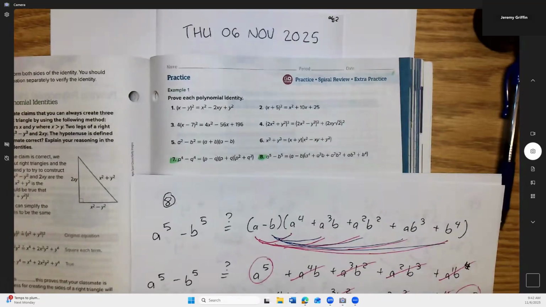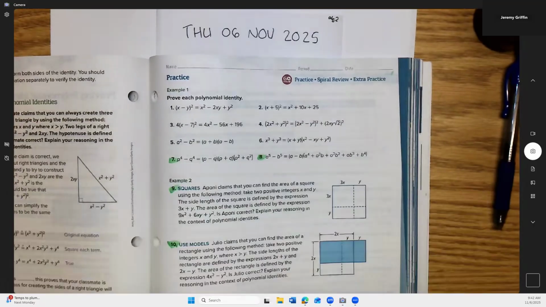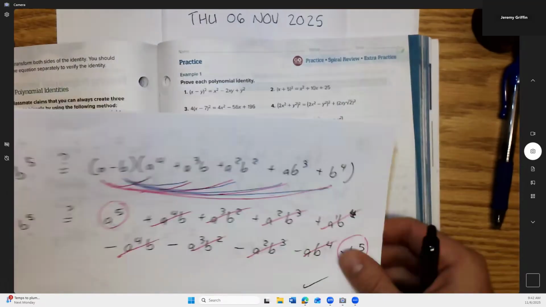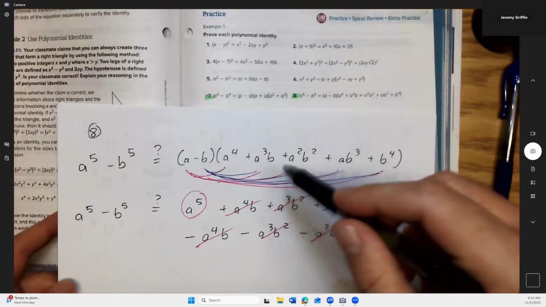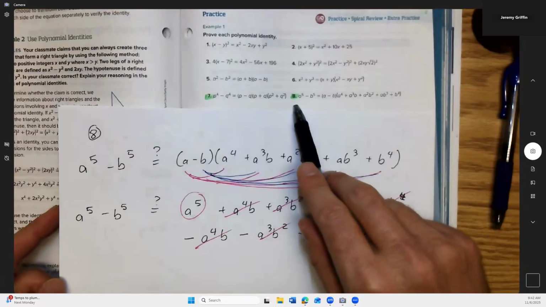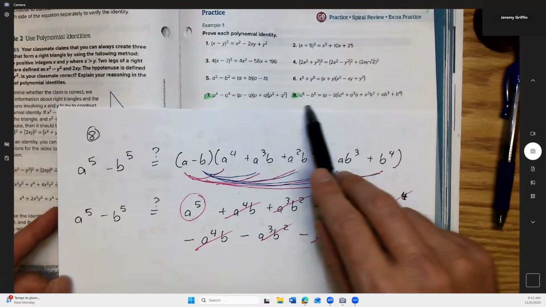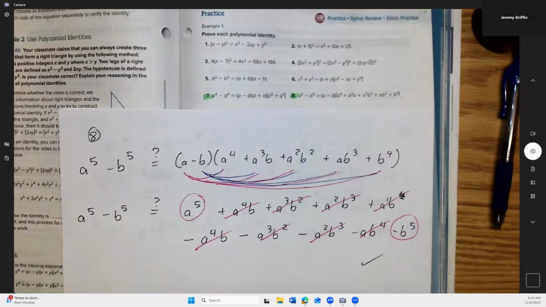We had all those identities, right? But here, we're just going to prove them. Of course, I solved a bunch of these ahead of time. I'll just point to my notes to show how some of these might work. So, for example, if they gave you this identity, like a to the power of 5 minus b to the power of 5.